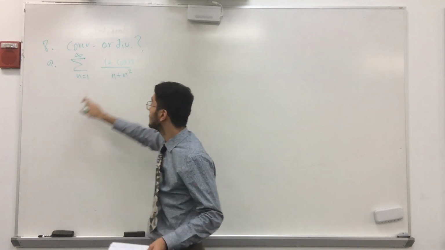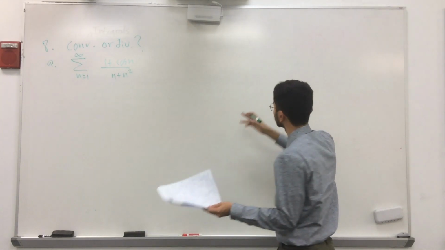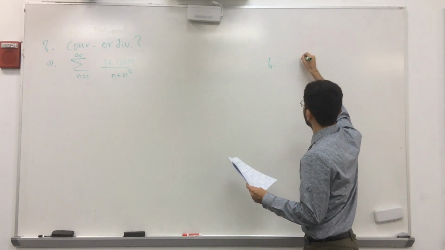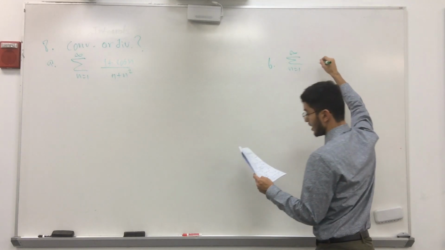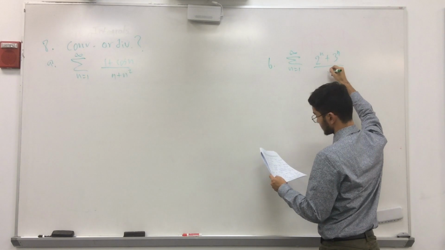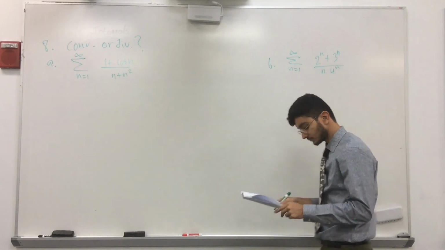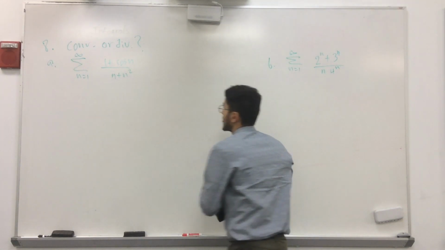This is a fun one. You will see why. We also have for part B, the sum from n equals 1 to infinity of 2 to the n plus 3 to the n, which is also very interesting, divided by n times 4 to the n. We're going to find out if it converges or diverges.